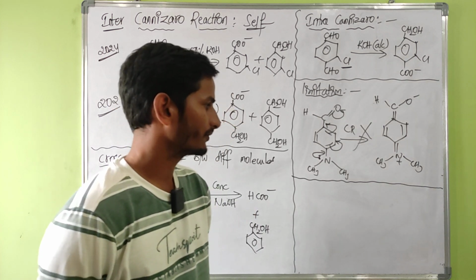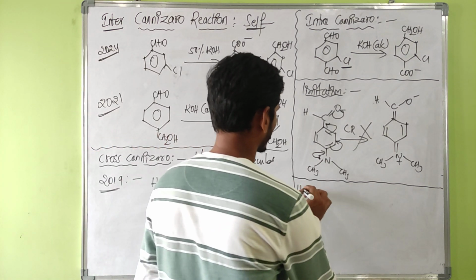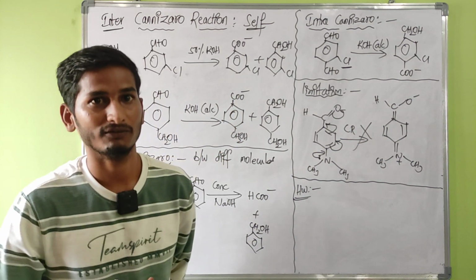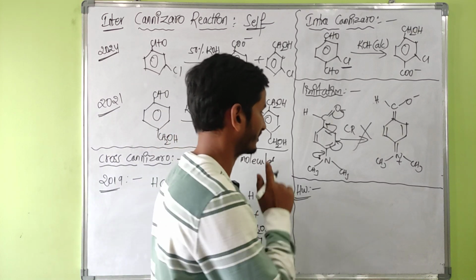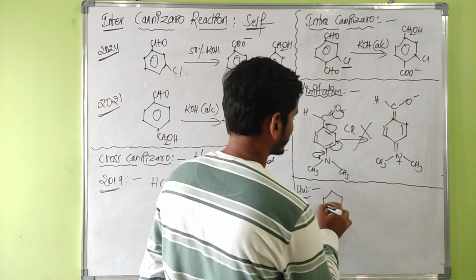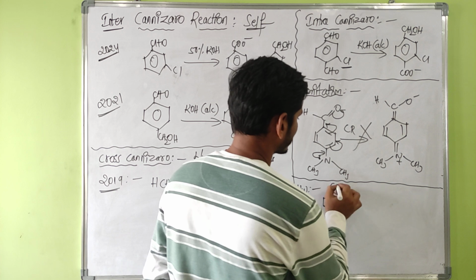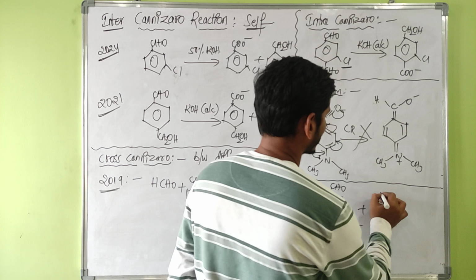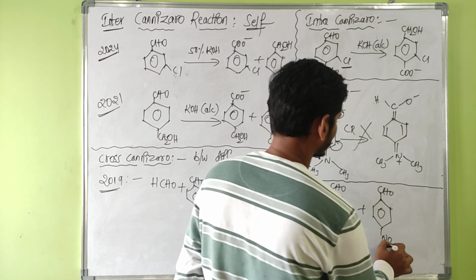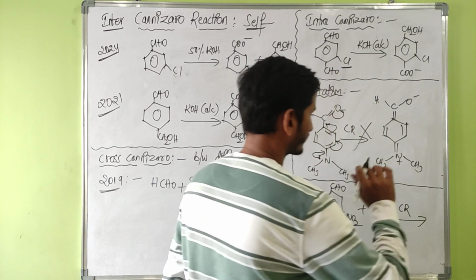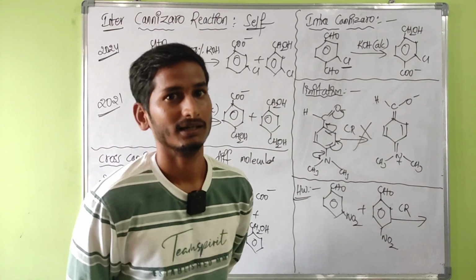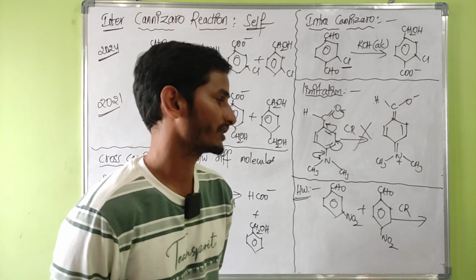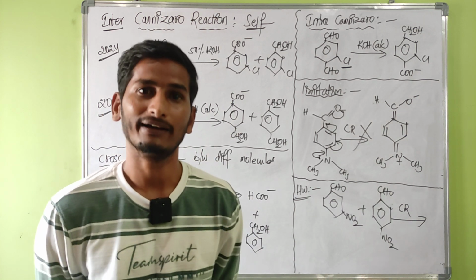Okay, so let me give you one homework question. Try to solve this question. By solving this question, you will understand whether you have command over this concept or not. So what is the molecule I'm giving? I'm giving a cross Cannizzaro. So this is cross Cannizzaro. These two molecules give Cannizzaro reaction. And what you have to do is find out which one gets oxidized and which one gets reduced.